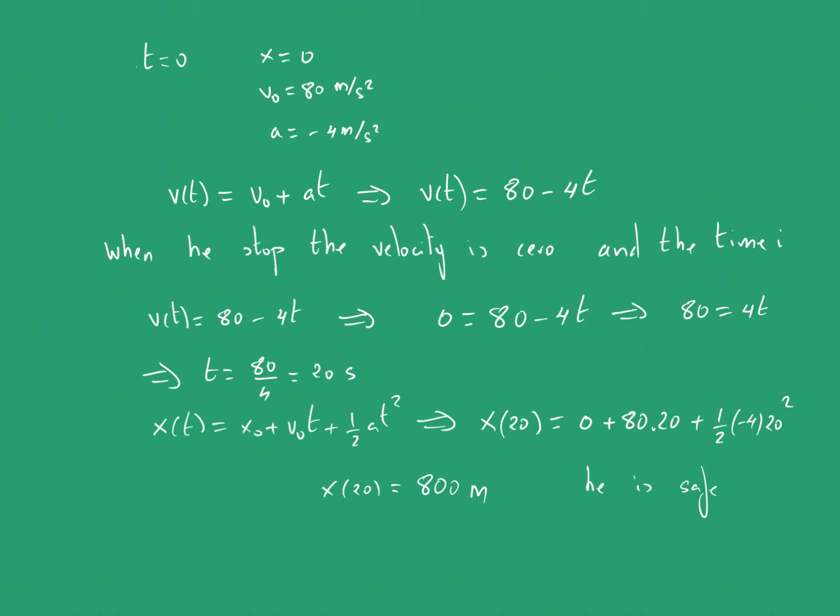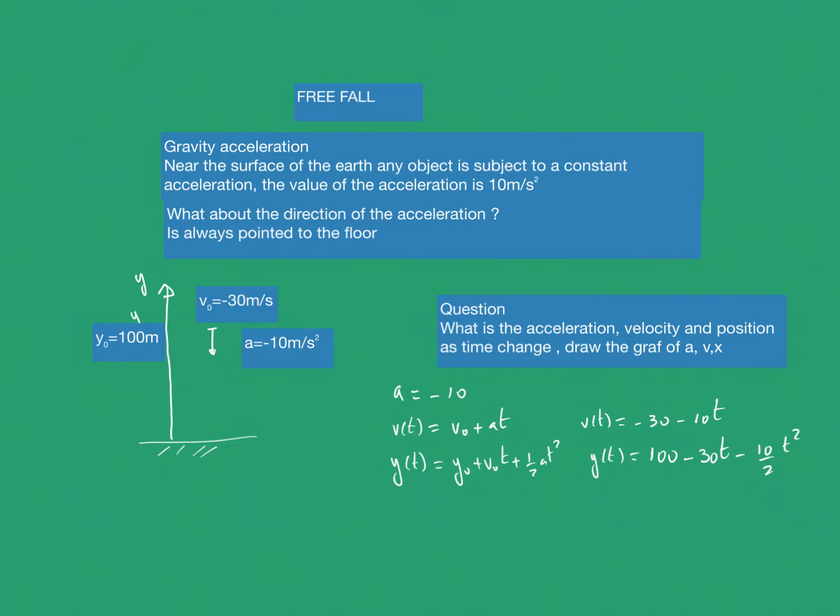Now we will plug this 20 seconds into our equation for x of t, and we will find what x is when the time t is 20. x of 20 is x0, which is 0, plus v0 times 20, which is 80 by 20, minus 1/2 times 4 times t squared. x of 20 is 800 meters, and he's safe, and he didn't have any collision with the tree.